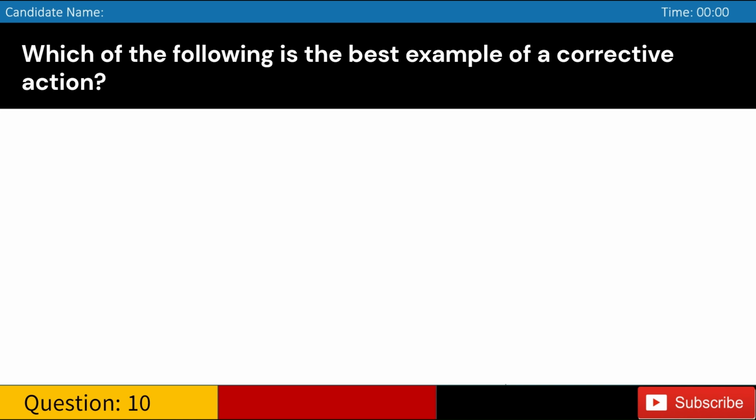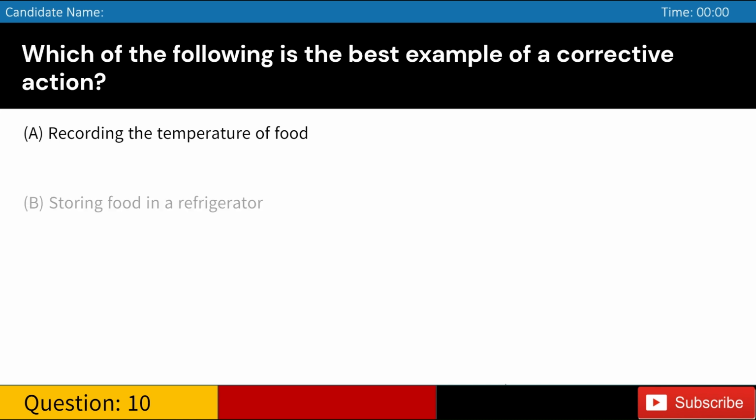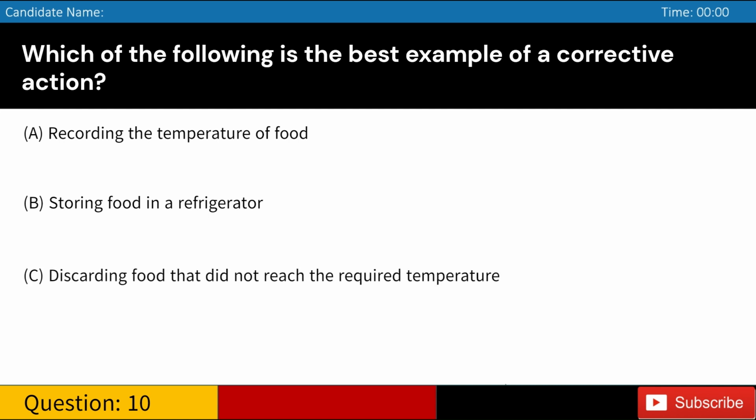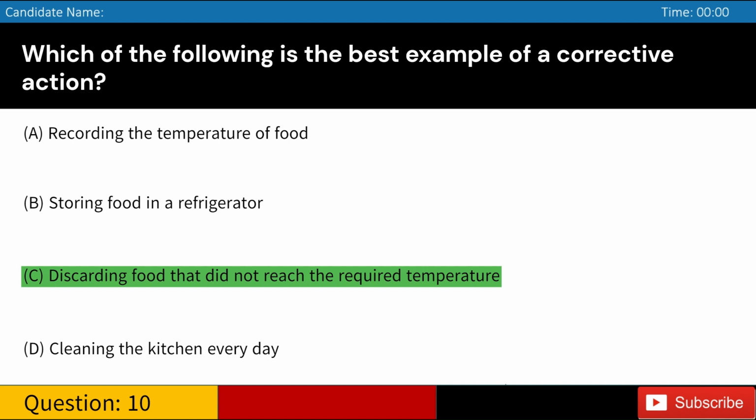Which of the following is the best example of a corrective action? A. Recording the temperature of food. B. Storing food in a refrigerator. C. Discarding food that did not reach the required temperature. D. Cleaning the kitchen every day. Answer C. Discarding food that did not reach the required temperature.